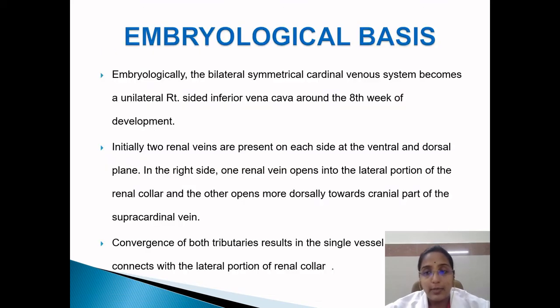Coming to the embryological basis of the renal vein. Embryologically, the bilateral symmetrical cardinal venous system becomes a unilateral right-sided inferior vena cava at around the 8th week of development. Initially, two renal veins are present on either side of the ventral and the dorsal plane. On the right side, one renal vein opens into the lateral portion of the renal collar and the other opens more dorsally towards the cranial part of the supracardinal vein. Convergence of both the tributaries results in a single vessel connecting to the lateral portion of the renal collar.